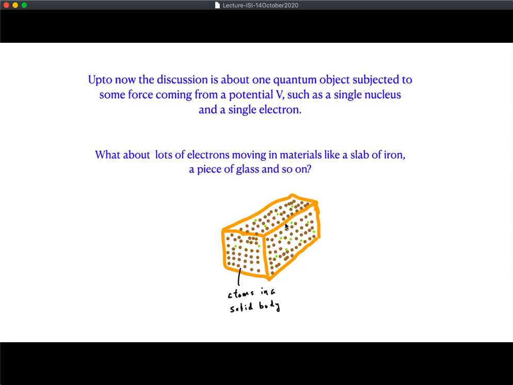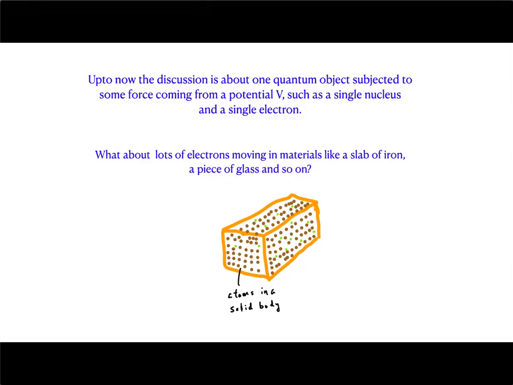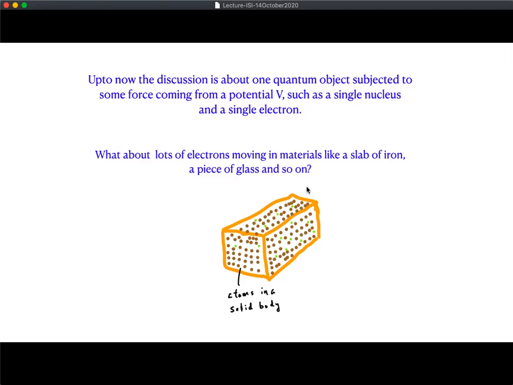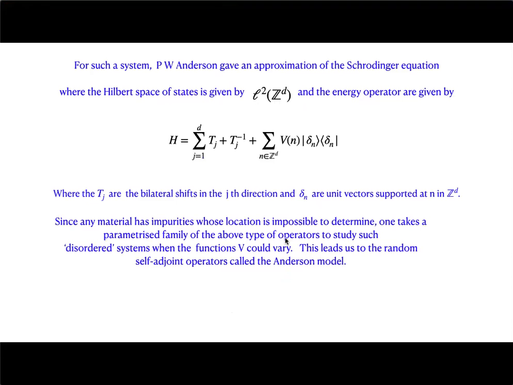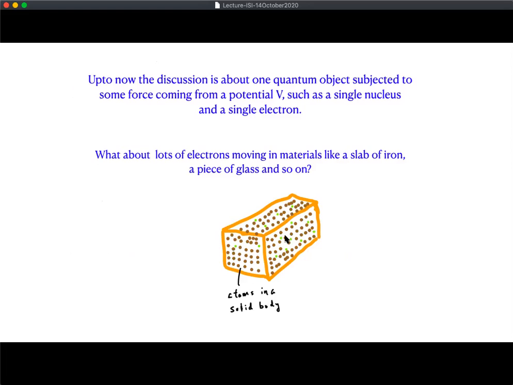Such a material will consist of atoms, and the atoms are not going to sit on top of each other. There is some space between different atoms. So a solid material consists of a set of atoms sitting at the positions of a lattice of a certain structure. It could be any structure. I'm just taking the lattice to be Z^d, for example. So atoms are located at the lattice points of Z^d, and the object cannot be absolutely pure. We will see that later.